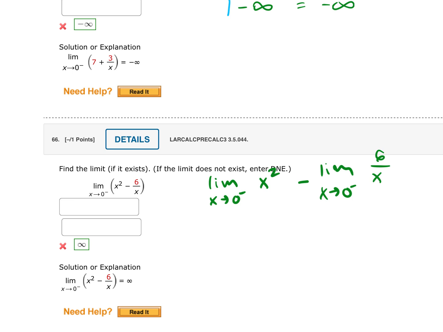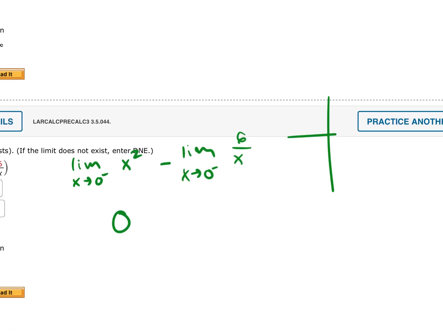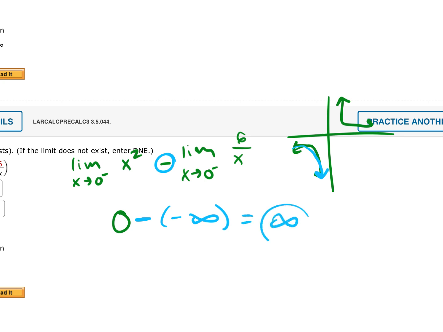If we plug in 0 to our first limit, to the x squared, what would we get? 0. Here, we know that our graph looks like this. So as x approaches 0 from the negative direction, what would our limit be? Negative infinity. So it would be minus negative infinity. What's 0 minus negative infinity? Positive infinity.